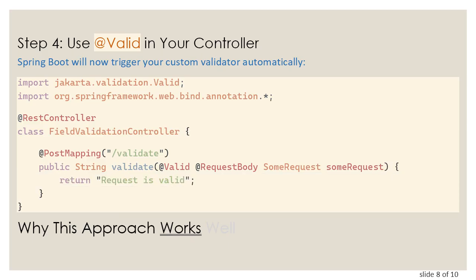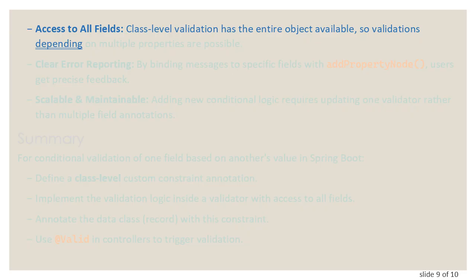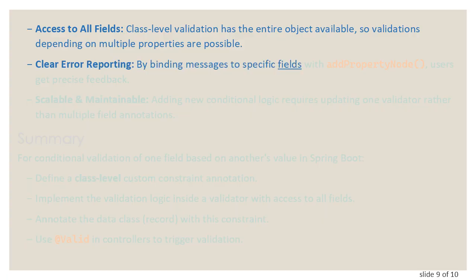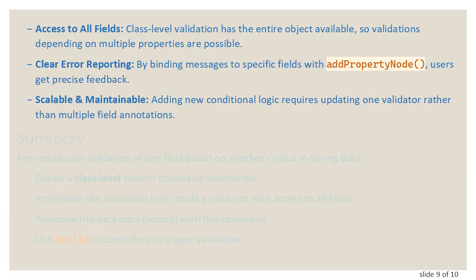Why this approach works well. Access to all fields: class-level validation has the entire object available, so validations depending on multiple properties are possible. Clear error reporting: by binding messages to specific fields with addPropertyNode, users get precise feedback. Scalable and maintainable: adding new conditional logic requires updating one validator rather than multiple field annotations.